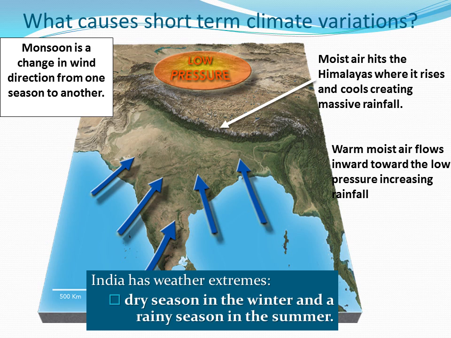What causes short-term climate variations? So our first example here is a monsoon. All a monsoon means is it is a change in wind direction from one season to another. So when we think of monsoons, we think of it as an actual storm, but what it really is is just a change in wind direction.